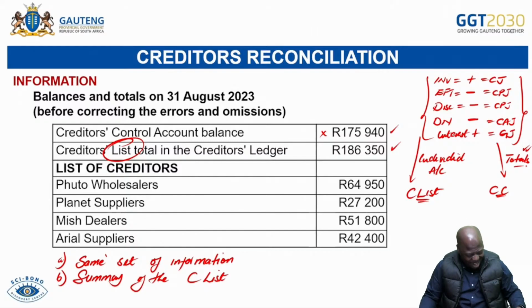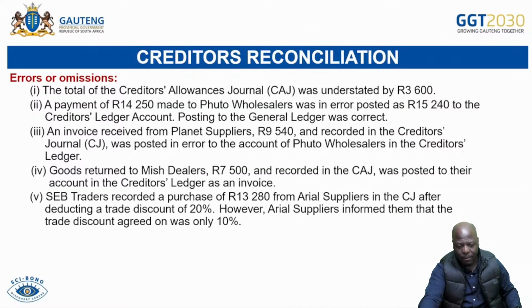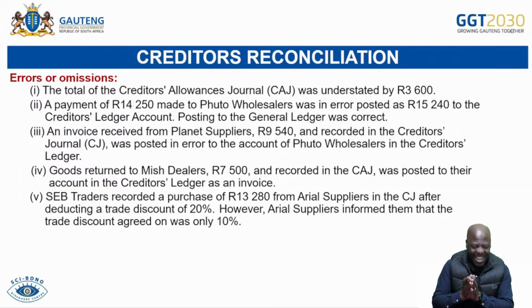Are we good? Okay, let's go see the information. Here's the information. Errors and omissions. So we have information number 1 up to 5. Okay, I need a thumbs up so then I can begin in today's activity.